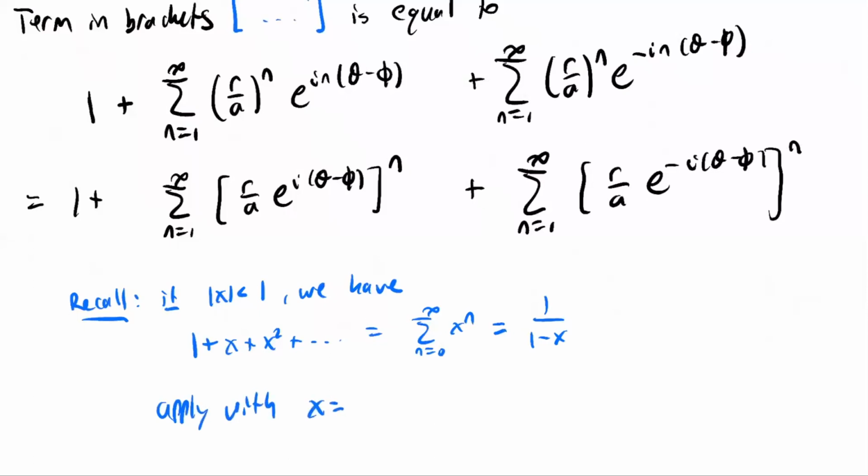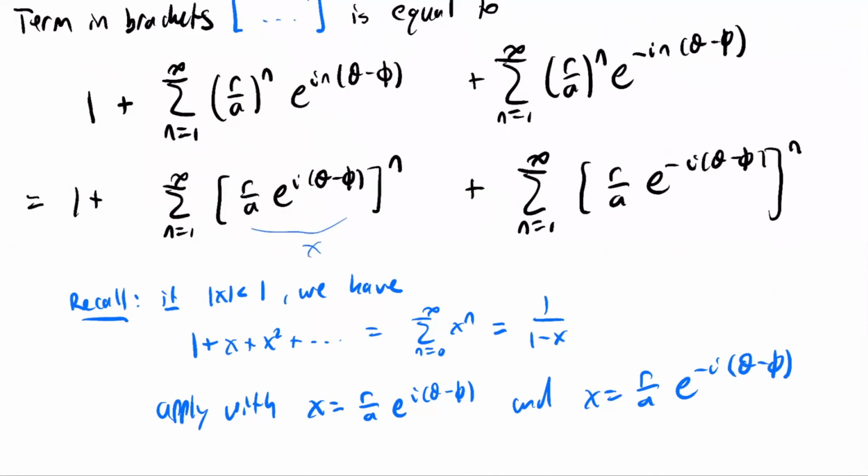x equal to r over a times e to the i(theta minus phi), and also x equal to r over a times e to the minus i(theta minus phi). Because this is exactly what we have. So this is like our x, and we're looking at the sum of x to the n as n goes from 1 to infinity. The only thing to be careful of is that we're starting here at n equals 1, rather than n equals 0.